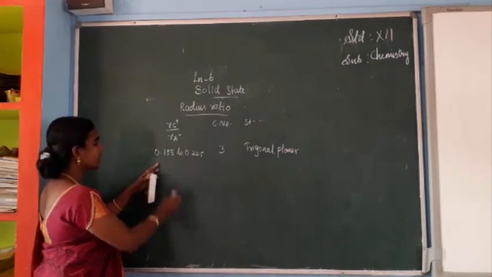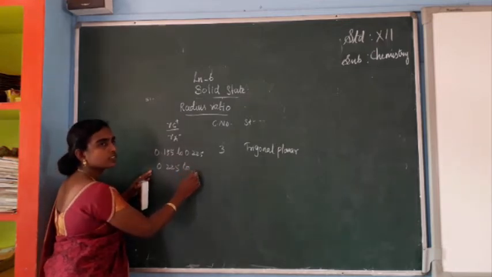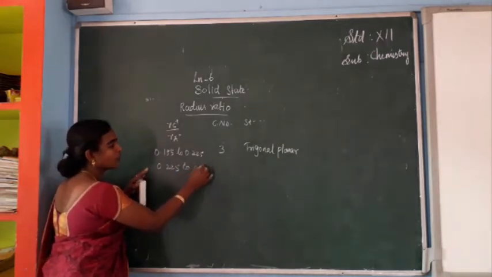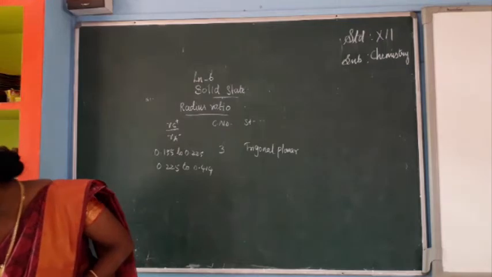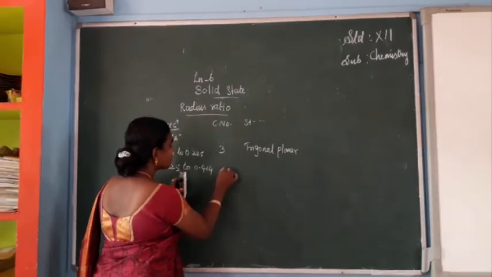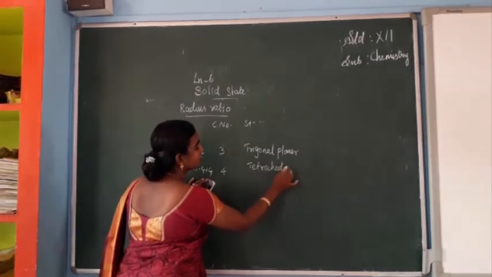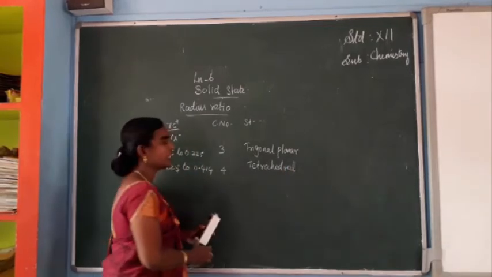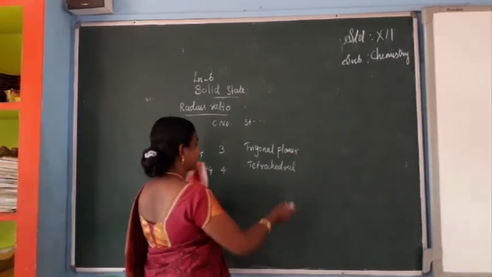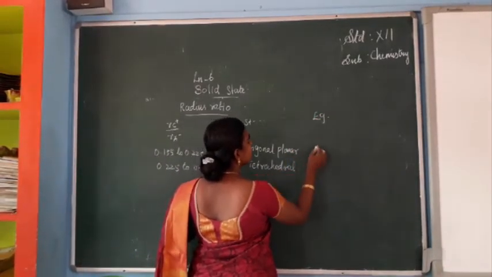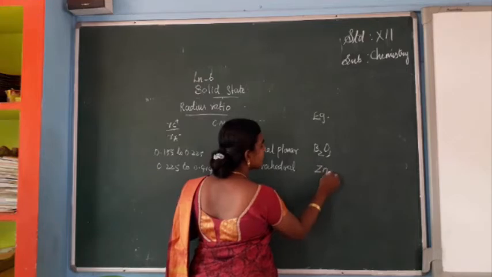So next, if the ratio is 0.225 to 0.414, this radius ratio has the coordination number of 4. So the structure is tetrahedral. If the coordination number is 3, the structure example for this compound is B2O3. For coordination number 4, it is ZnS.